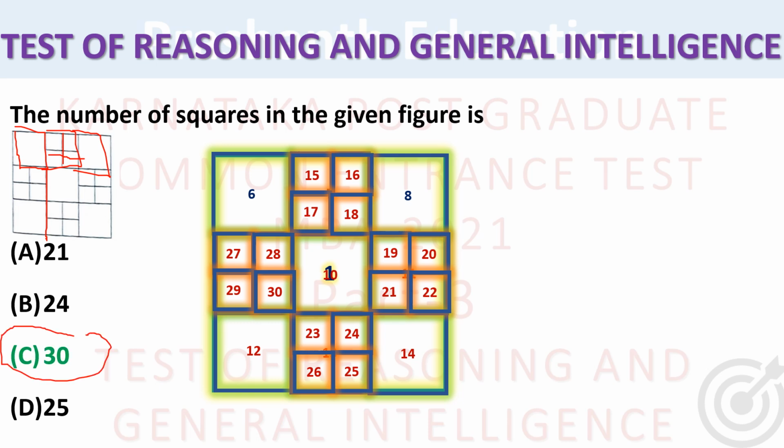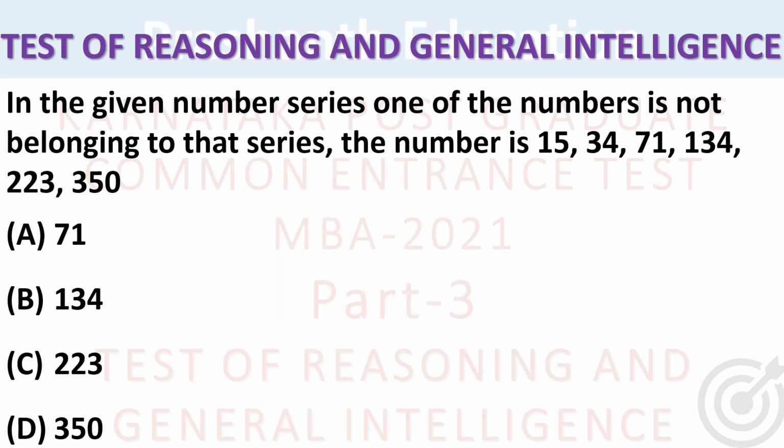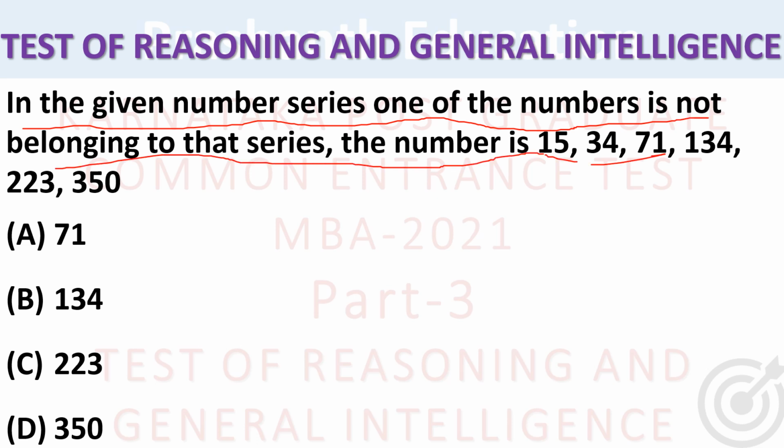Okay, let's look at the next question. In the given number series, one of the numbers does not belong to the series. They have given 15, 34, 71, 134, 223, 350. So let's write it down: 15, 34, 71, 134, 223, 350.